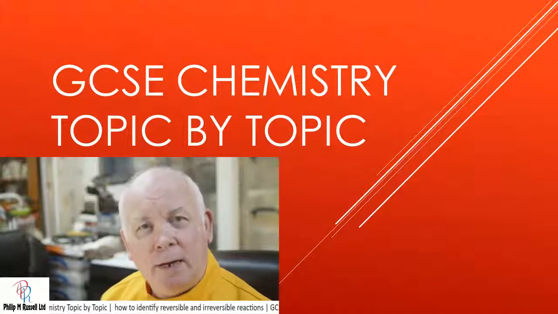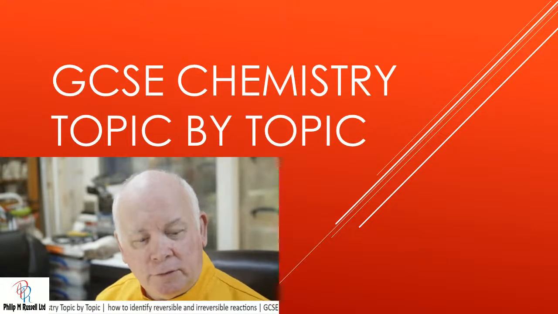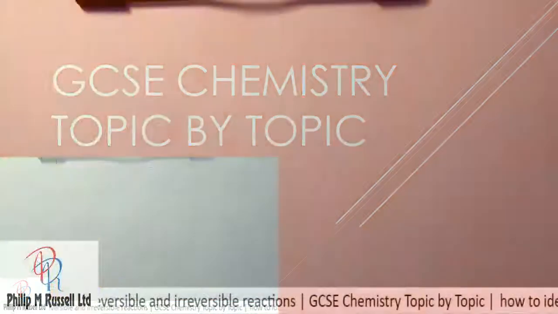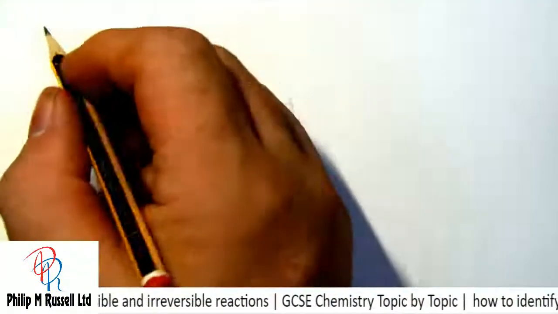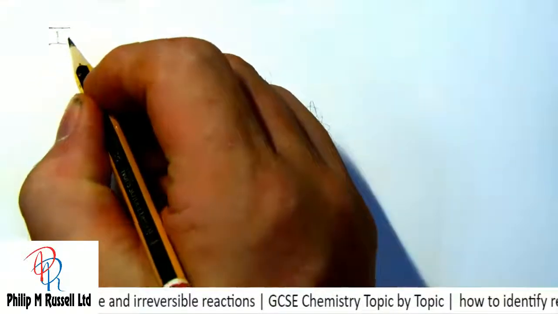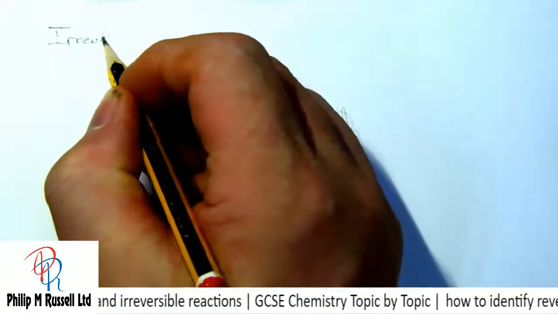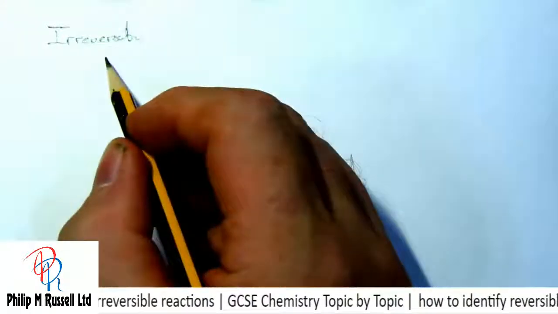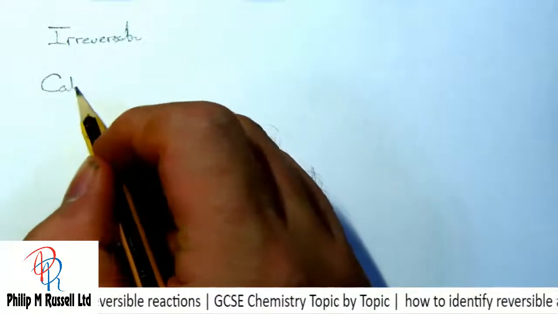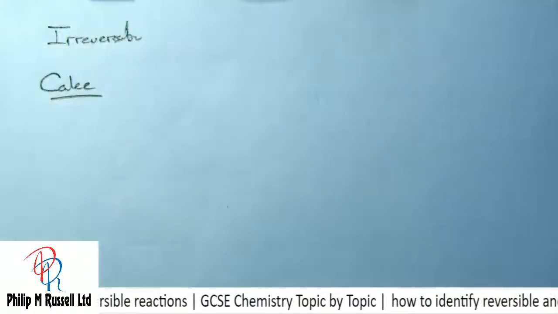We're going to have a look at reversible reactions today. Now, reactions are basically divided into two categories. Most of the ones we come across are irreversible. For instance, let's make something like a cake.